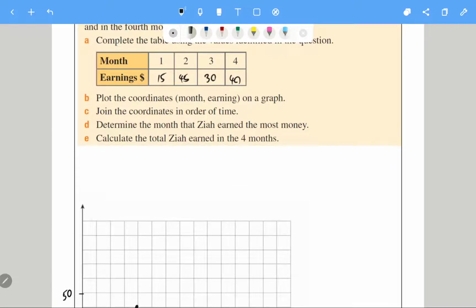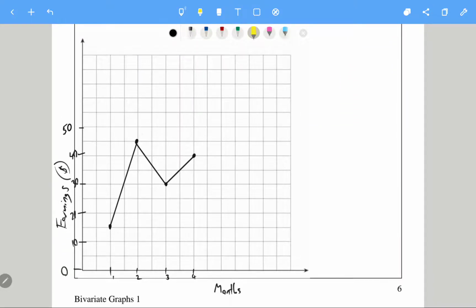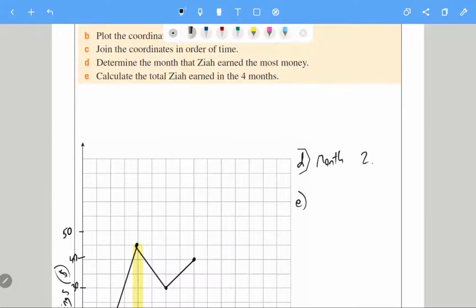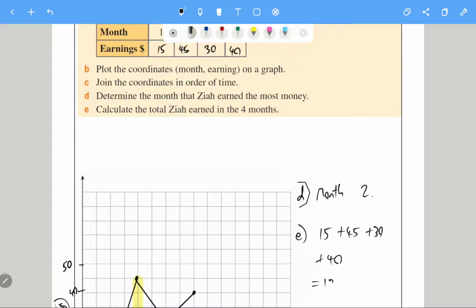Part D, determine the month that Zaya earned the most money. Well, it's pretty easy. It's the highest point, which would be in the second month. So for part D, it would be month number 2. And for part E, calculate the total Zaya earned in the 4 months. Well, that's just going to be adding up all of her earnings for those 4 months. It's going to be 15 plus 45 plus 30 plus 40, which adds up to $130.